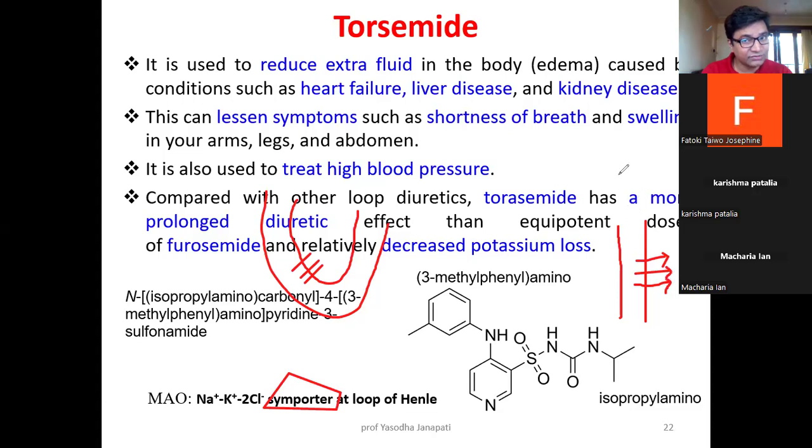This is the nephron, with urine. This is the blood vessel. So all these are coming from here. If you block here, what happens? All will be present in the urine and go out. But compared to furosemide, with torsemide the loss is a little less, not completely lost. Is it clear now? Yes, thank you.